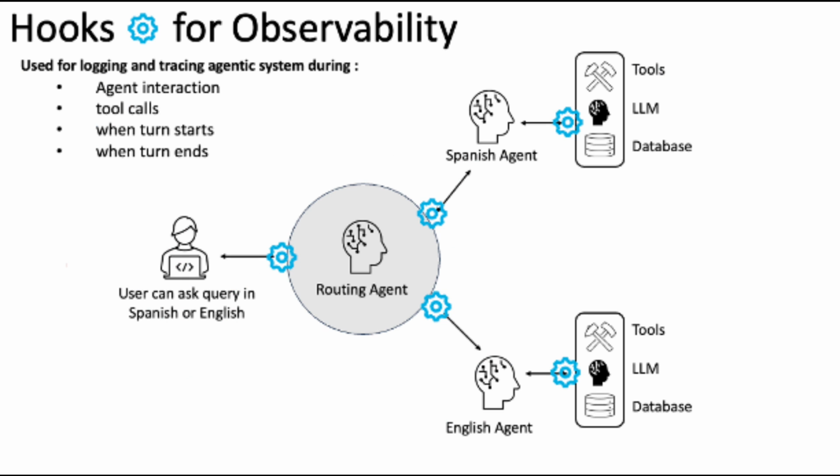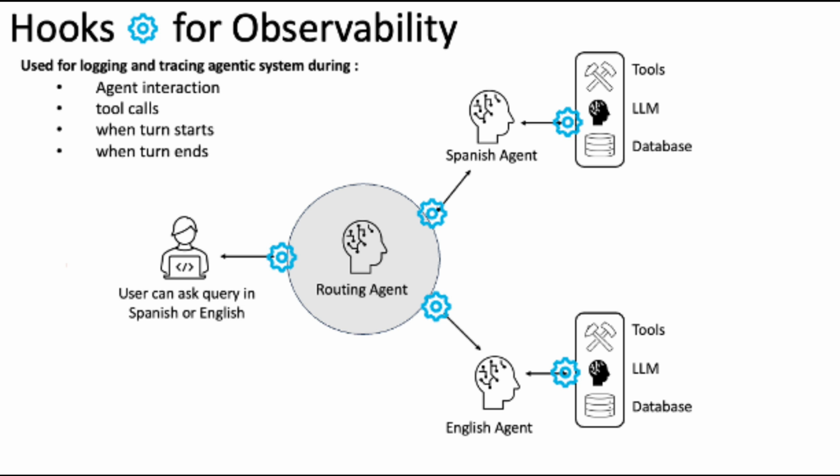In agentic AI or in AI agents, there is something called hooks for observability. Now, what are hooks and why do we need them? Hooks are callbacks. The agent's SDK fires them at important moments in the agent's lifecycle. For example, when a turn starts, when a tool is called, when the turn ends, etc. So at these important points, these callbacks are made.